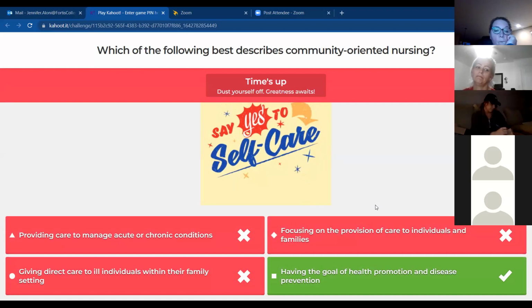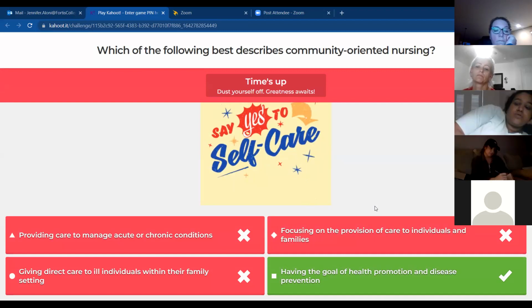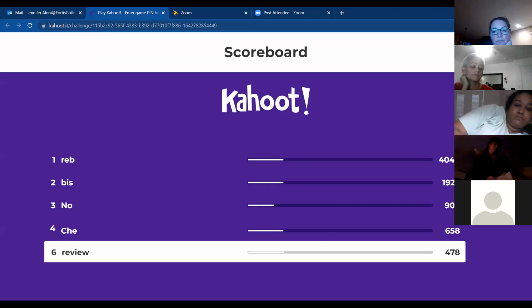Community oriented is focused on health promotion and prevention of the overall community setting. Jen, what were you gonna say? I was gonna say they're like healthy people. They don't have chronic diseases. And so right here is the word health, right? Health promotion, disease prevention. We're looking at healthy with oriented.